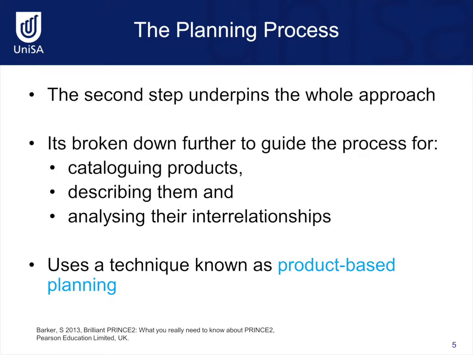As mentioned previously, the second step, which is define and analyse products, underpins the whole planning process for Prince2. It's broken down into a number of steps to assist with cataloguing products, describing them, and analysing their interrelationships. This step uses a technique known as product-based planning, which will be discussed further in slides to follow.